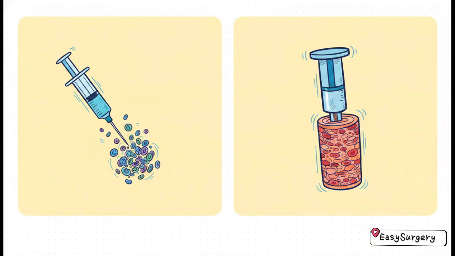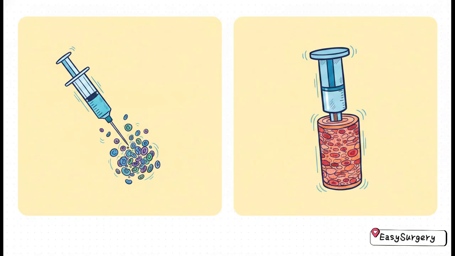FNAC, or fine needle aspiration cytology, uses a tiny needle to suck out loose cells. But because you're only getting a sort of soup of disconnected cells, there's a really high risk of false negatives if the needle just happens to miss the core of the tumor. That is exactly why the TrueCut, or core biopsy, is the undisputed investigation of choice. It uses a thicker, 16-gauge needle to extract a solid cylinder of intact tissue.